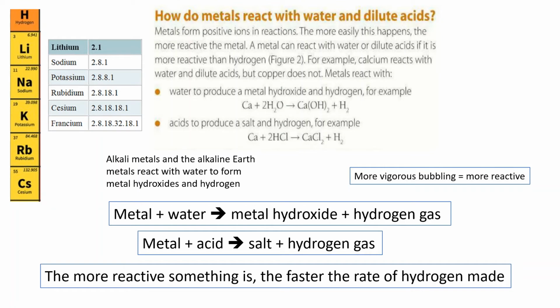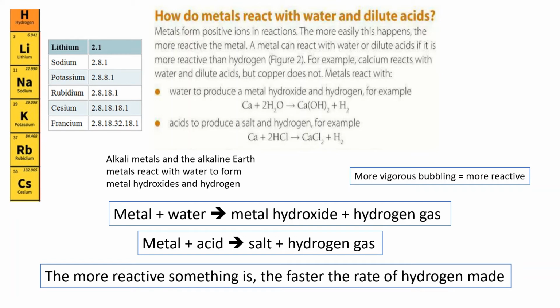A metal can react with water or dilute acid if it is more reactive than hydrogen. For example, calcium reacts with water and dilute acids, but copper does not. Metals react with water to produce a metal hydroxide and hydrogen. Metals react with acids to produce salt and hydrogen. So if you look at the bottom of the slide, you just need to remember the general equations. Let me just repeat: metal plus water produces metal hydroxide and hydrogen gas. And then metal plus acid will produce salt plus hydrogen gas.